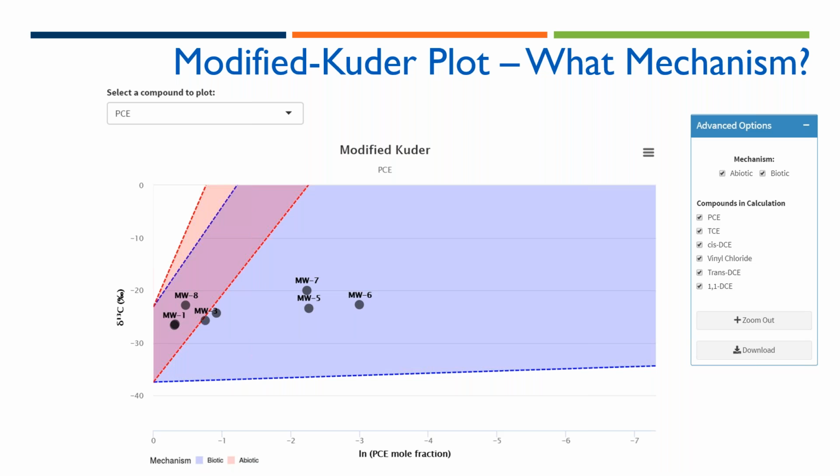Essentially what it means is that the slope of these linear trends are the enrichment factor, and that can give us information about whether the degradation mechanism is most likely biotic, which is this blue range, or abiotic, which is this pink range. So as you see, trending the data is very important, as Kate already mentioned. And in this trend, we see a linear trend that is following the biotic range as opposed to the abiotic range. So it's important to sample all the way down the center line of that plume.